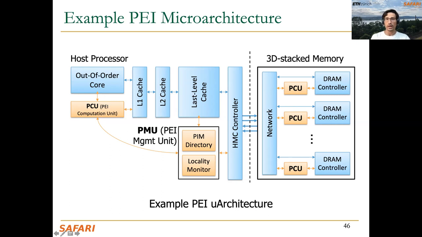If one particular cache line on which we have to execute a PEI instruction is right now residing in the cache hierarchy of the CPU, the computation will be performed on the host side. But if this cache line is in the memory and not in the cache hierarchy, the operation is offloaded, the computation is scheduled on these PCUs.